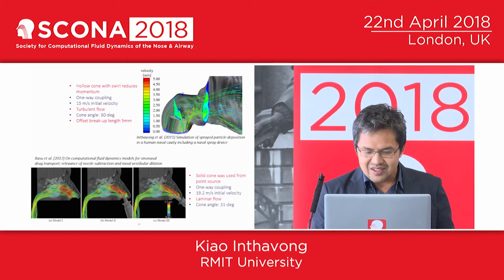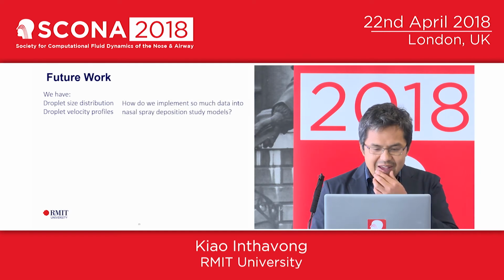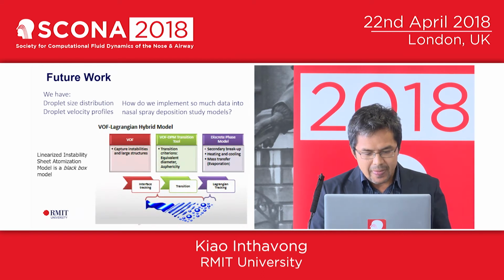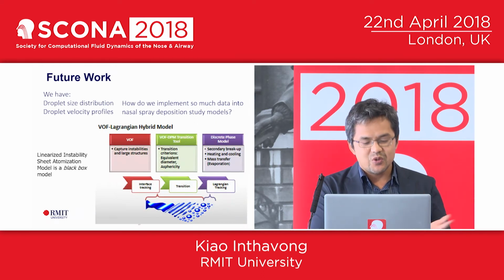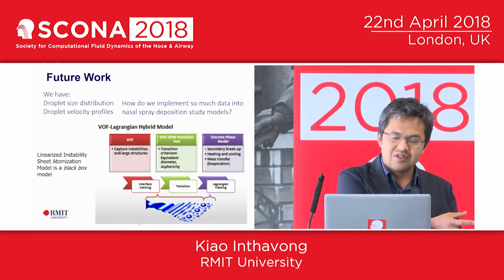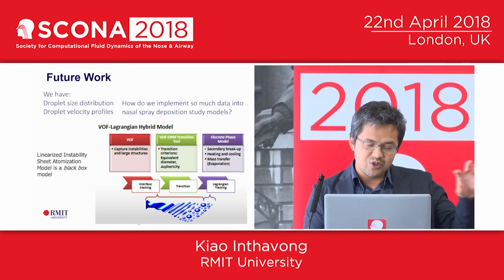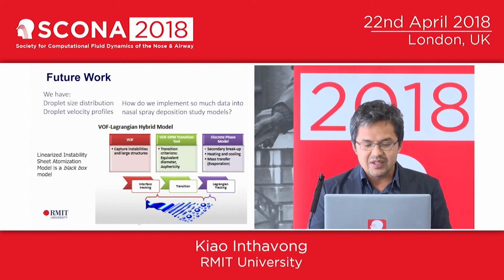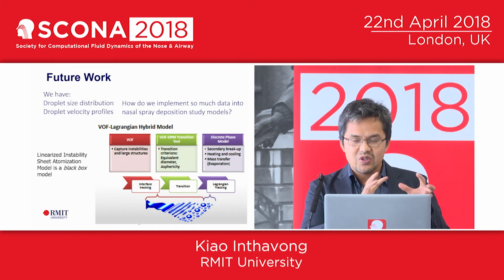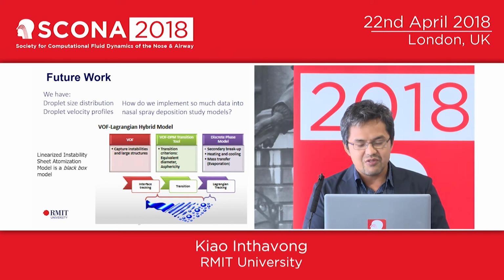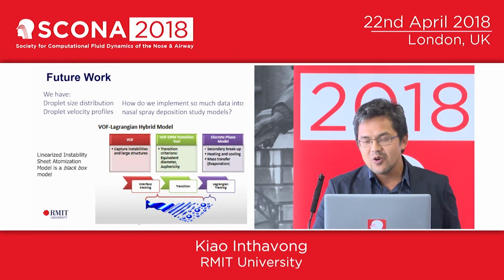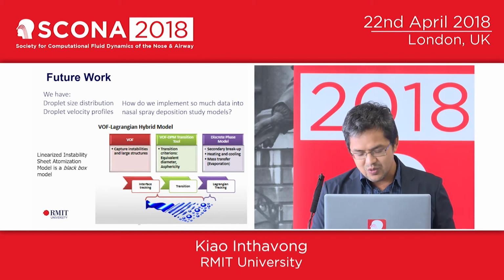I'll skip this. So just some future work. How can we implement so much data? Because now we have the droplet size distribution and droplet velocities. Now instead of using just the LISA model, which is essentially a black box, where you input data, you get output data, and you tune it to what you like, we have a new model called the volume of fluid coupled with a Lagrangian. So you actually model the breakup and resolve the entire breakup process, and then those droplets that are formed, you transfer into another sub-model, which is the Lagrangian tracking model.